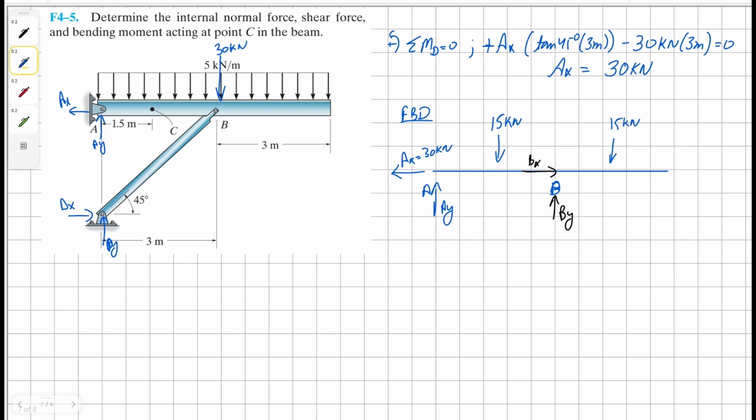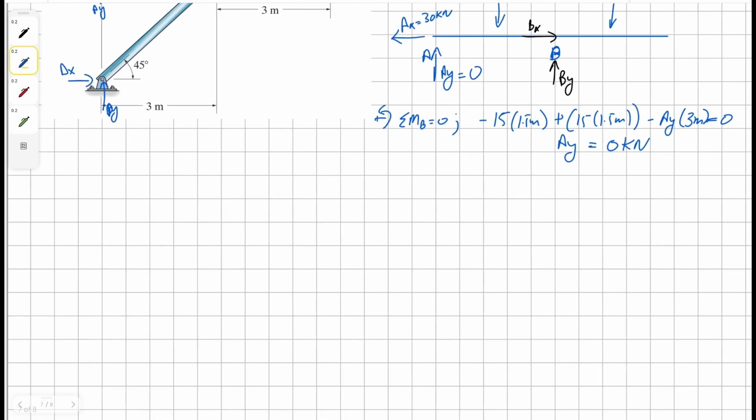And now we can sum the forces, or even better, we can take the moment about the point B in order to find our solution for AY. We're going to have clockwise 15, 1.5 meters away, and then counterclockwise 15, 1.5 meters away. And then we have our clockwise AY, and it's 3 meters away, all equals to 0. So for AY, we get our solution as 0 kilonewton. Therefore, we know 0, 0.